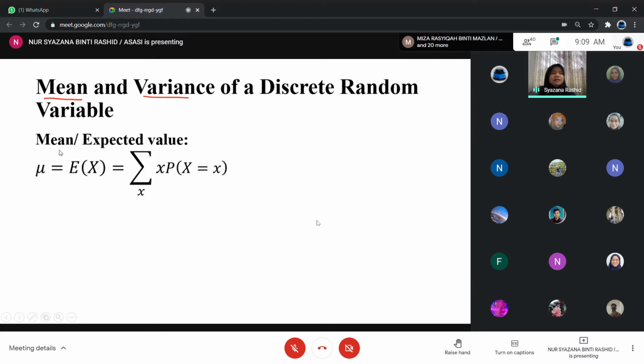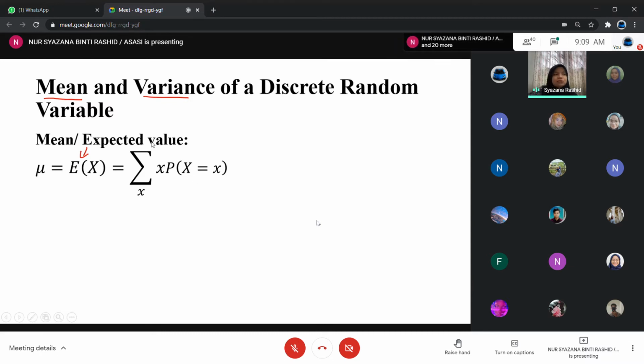Okay, symbol, you boleh guna mu. Mu is symbol for mean. Okay, ataupun you guna EX. EX ni sebenarnya daripada expected value tadi. Expected value of X. E stand for expected value. Expected value of X. So either you want to write it like this, EX ataupun mu. Mana-manalah simbol. Dua-dua kita terima. Okay, this is the formula. This is the summation of multiplication X with its probability.